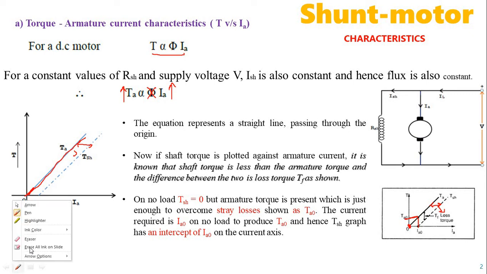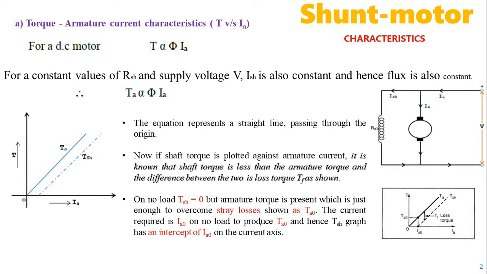So this is about torque armature current characteristics. The most important point is that flux is constant, so torque is directly proportional to armature current, which gives a straight line passing through the origin. There are two types of torque, armature torque and shaft torque. Armature torque is present at no load, but shaft torque is absent, and the value of shaft torque is always less than the value of armature torque.